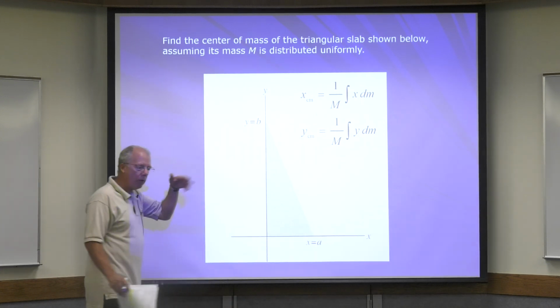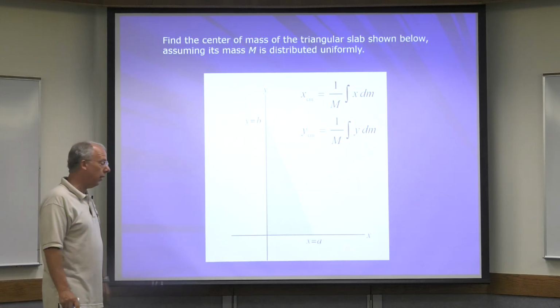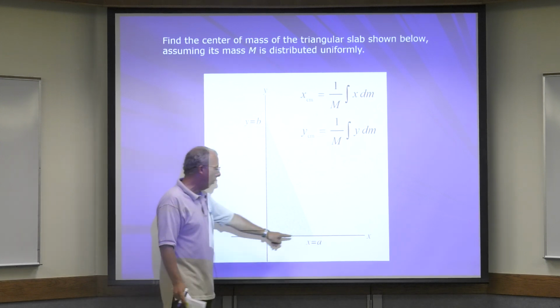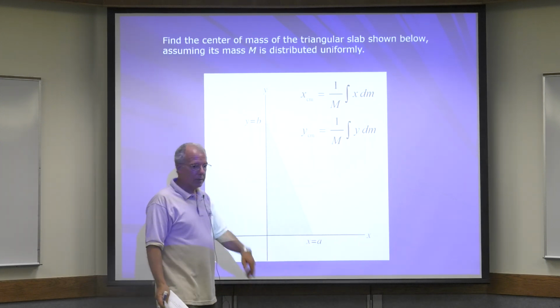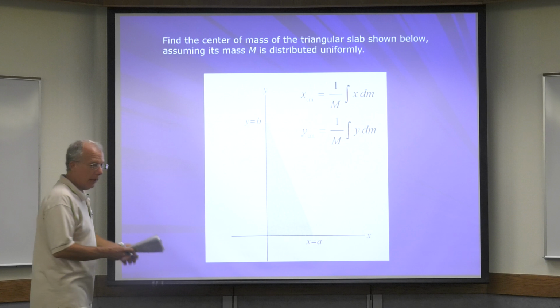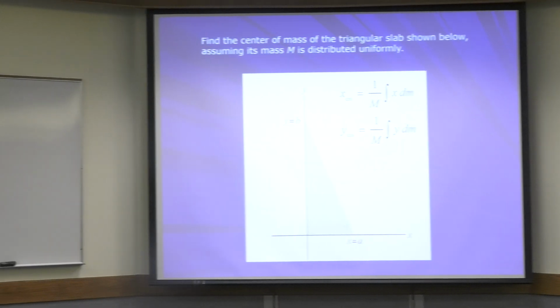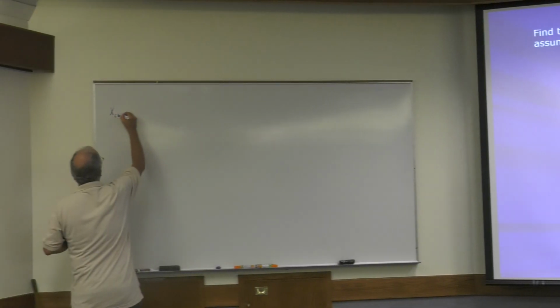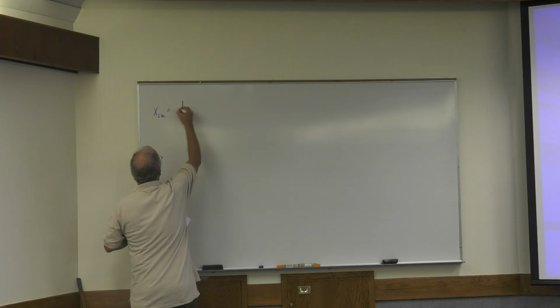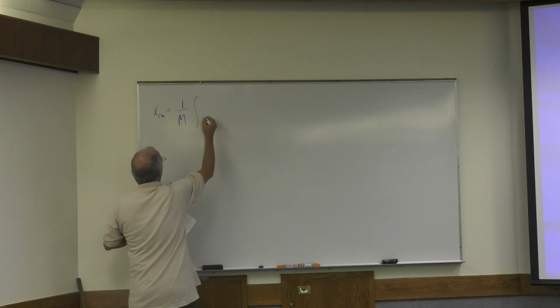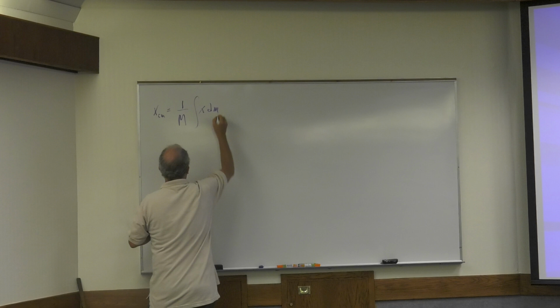You always want to do that before you actually do the calculation, because if I were to get an answer over here, I know I'm wrong. So you always want to think about whether your answer makes sense. All right, so here we go. Lots of steps, lots of math. So x center of mass equals 1 over the total mass times the integral of x dm.